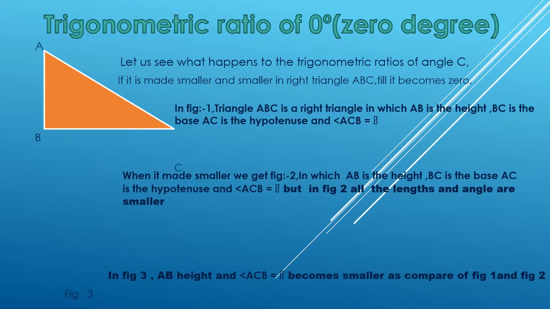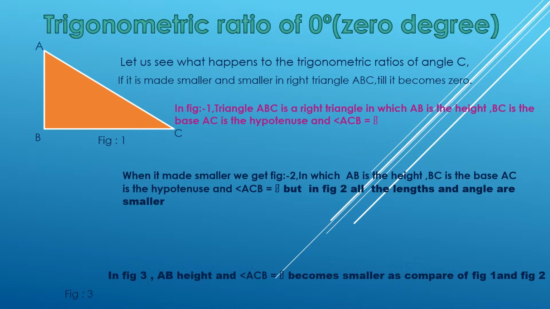Suppose a triangle ABC. In figure 1, triangle ABC is a right angle triangle in which AB is the height, BC is the base, and AC is the hypotenuse. And angle ACB is theta.